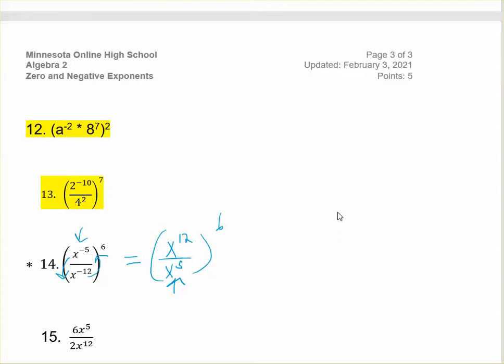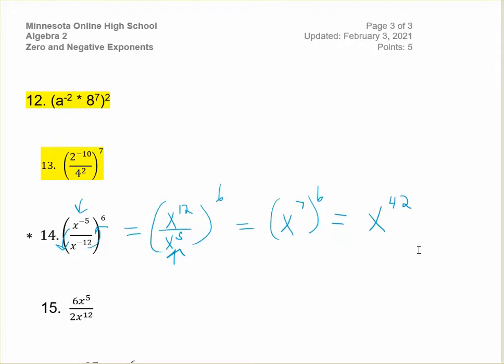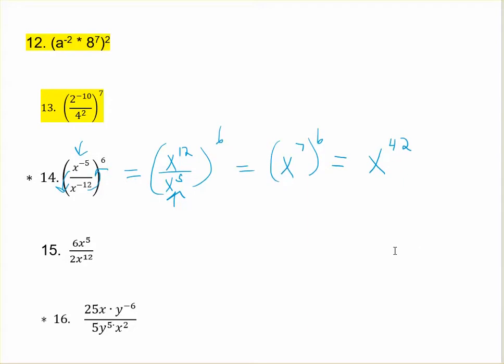We have the same base, x and x. We can subtract their exponents. So x to the 12 minus 5 is 7, and that raised to the 6th power. So now we can use the rule that says when you take a power to a power, you multiply the exponents. So you definitely need to know the rules and properties from the last couple of worksheets in order to complete this worksheet. And when we're all done, we get x to the 42nd power. So it's often easier if you simplify what's in the parentheses first before raising it to the exponent.